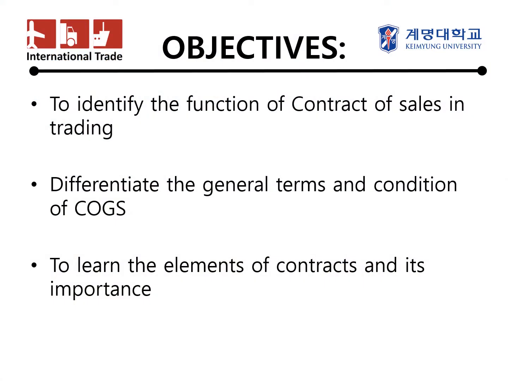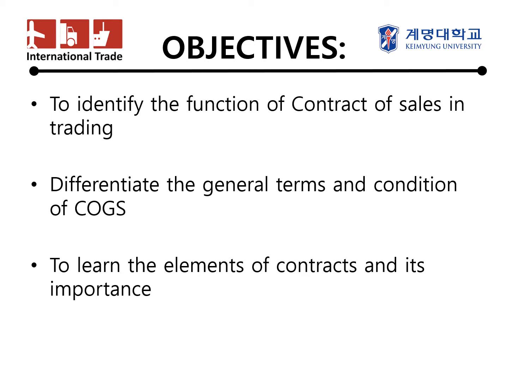We have three main objectives for this topic. Let us first identify the function of contract of sales in trading. Second, let us differentiate the different terms and conditions that are included in a contract of goods and sales. And lastly, let us learn the elements of contracts and their importance.